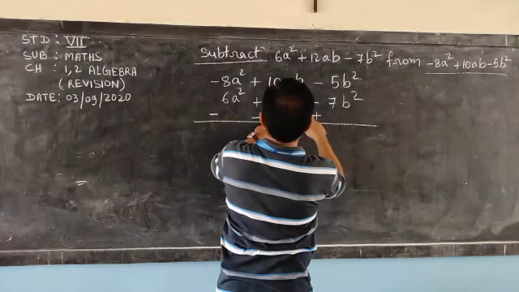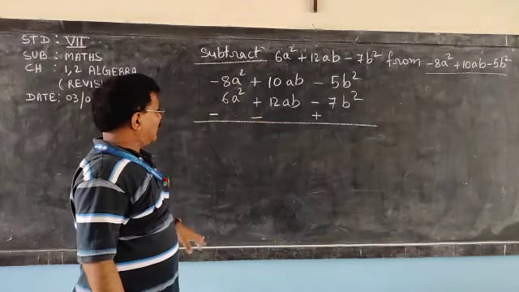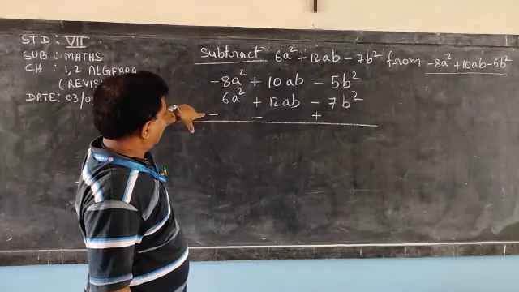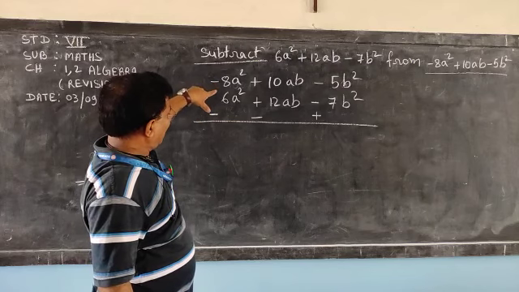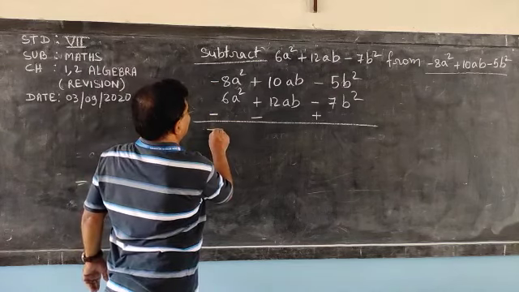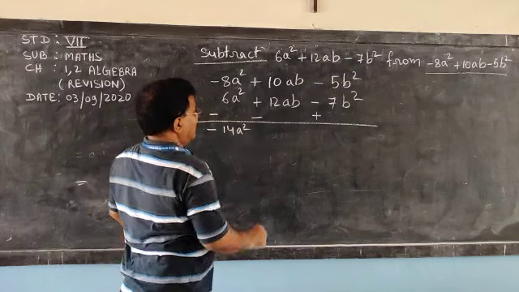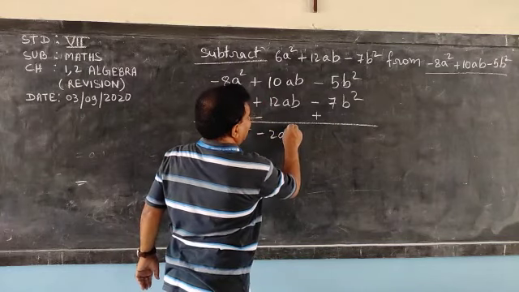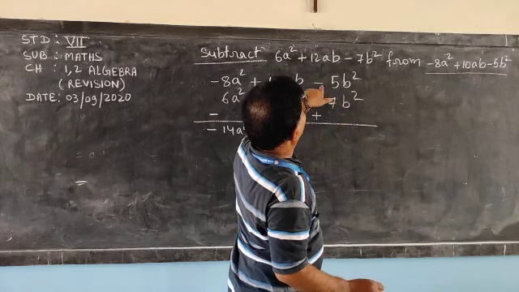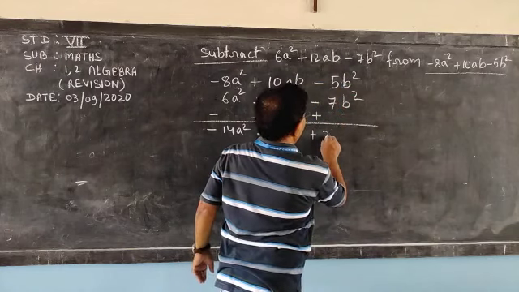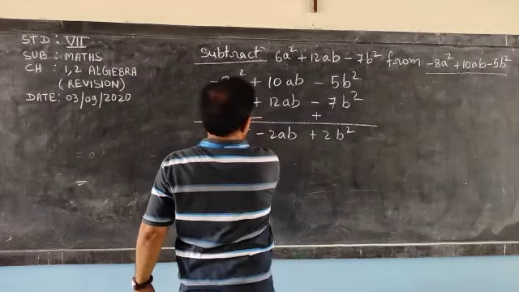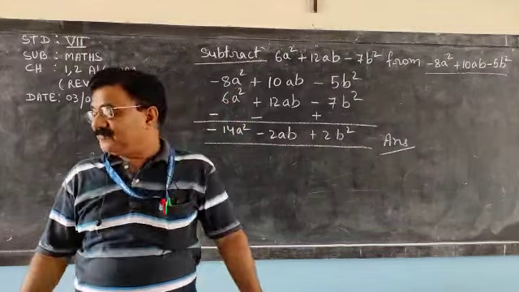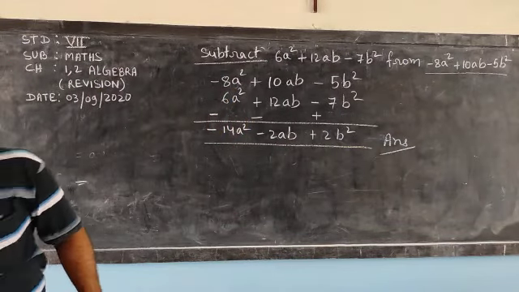And according to this, the lower side, we will calculate. Now minus 8 and it is not plus 6, it will become minus 6. So minus 8a square and minus 6a square will become minus 14a square. 10 minus 12 will become minus 2ab. And plus 7b square minus 5b square is plus 2b square. And this is the answer. So subtraction is very easy. Now coming to multiplication.